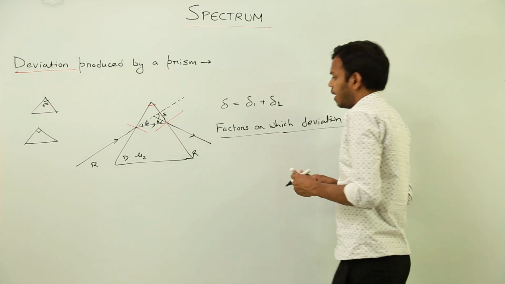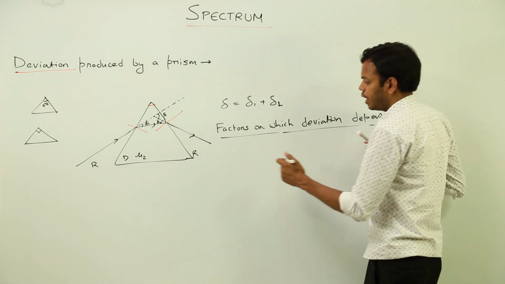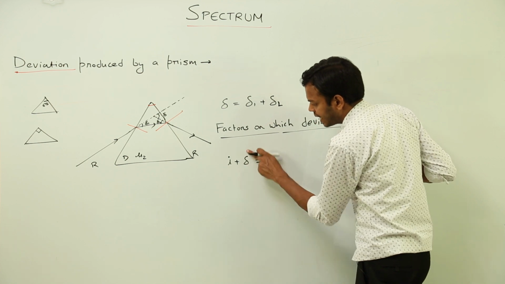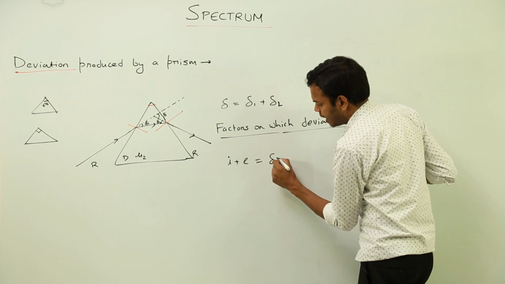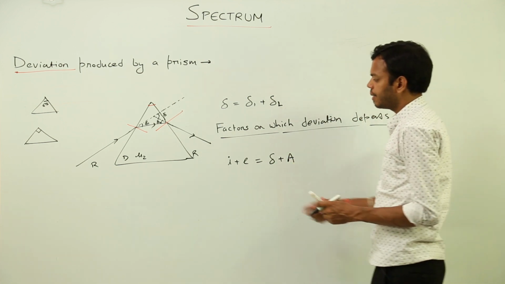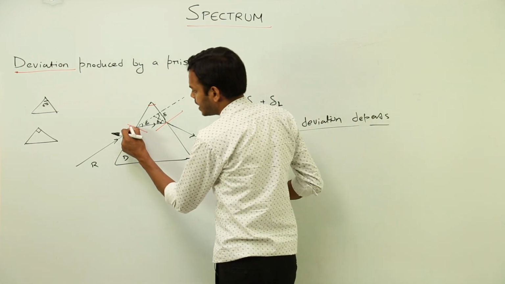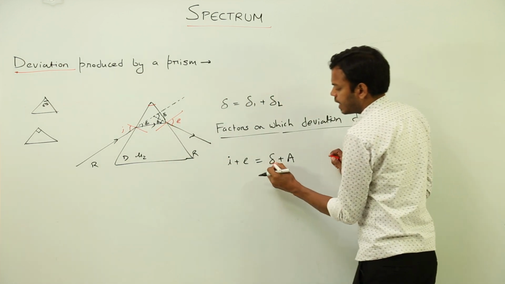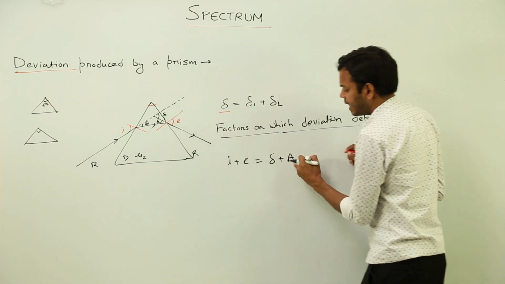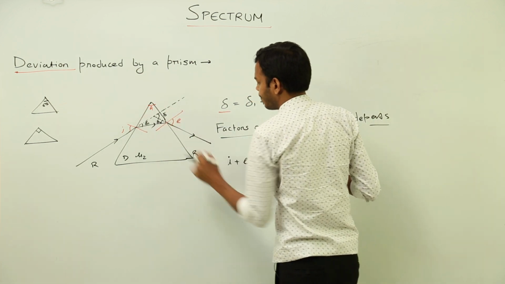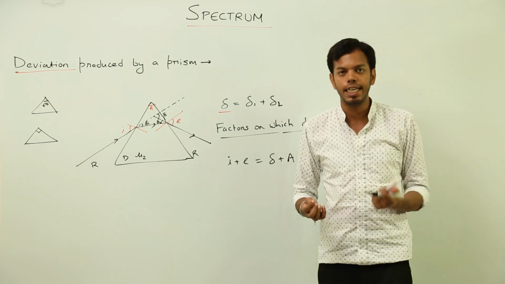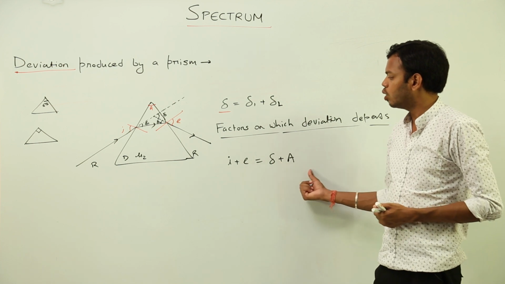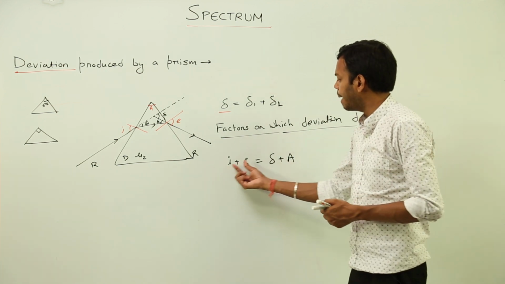When you go to higher classes, you will be studying a formula: I plus E is equal to delta plus A. What are these terms? I is the angle of incidence, E is the angle of emergence, delta is the angle of deviation, and A is the angle of prism. So this is basically a relation of deviation produced by prism. I plus E is equal to delta plus A, so delta is I plus E minus A.